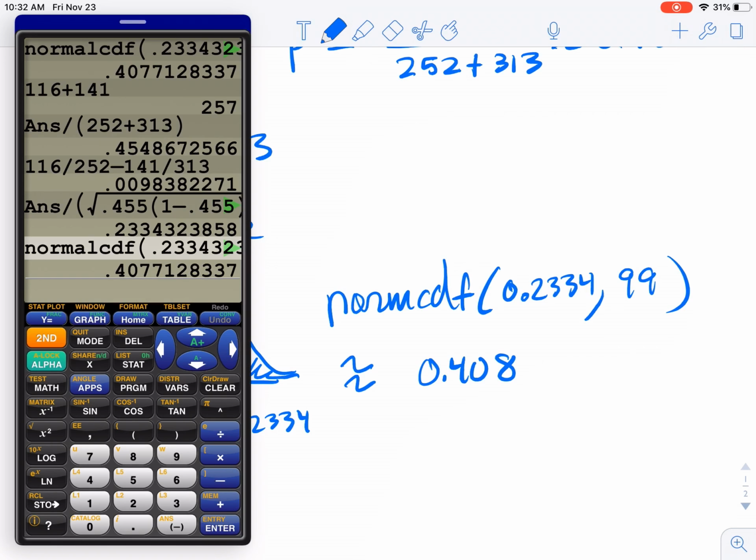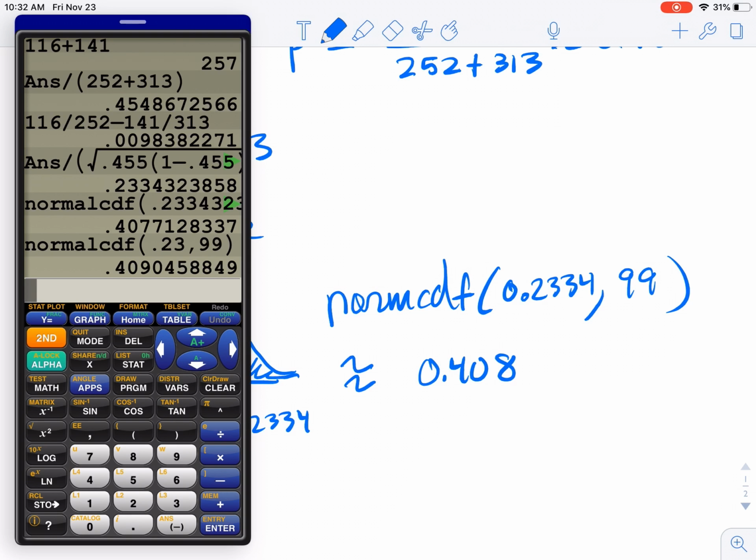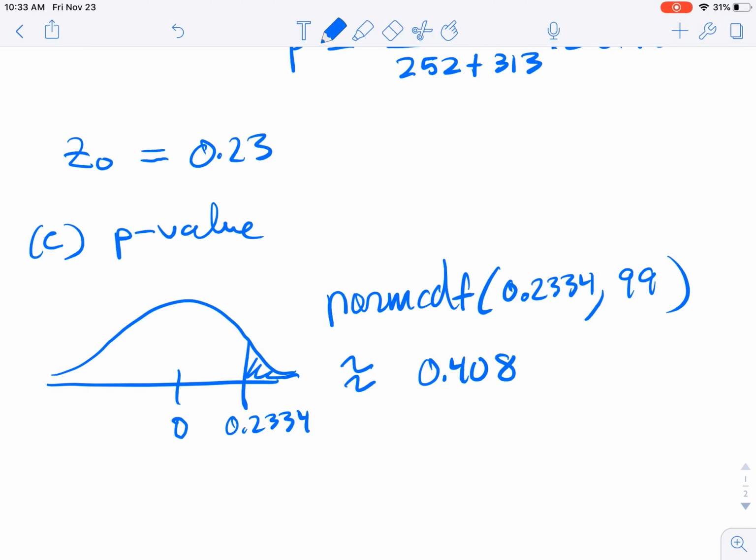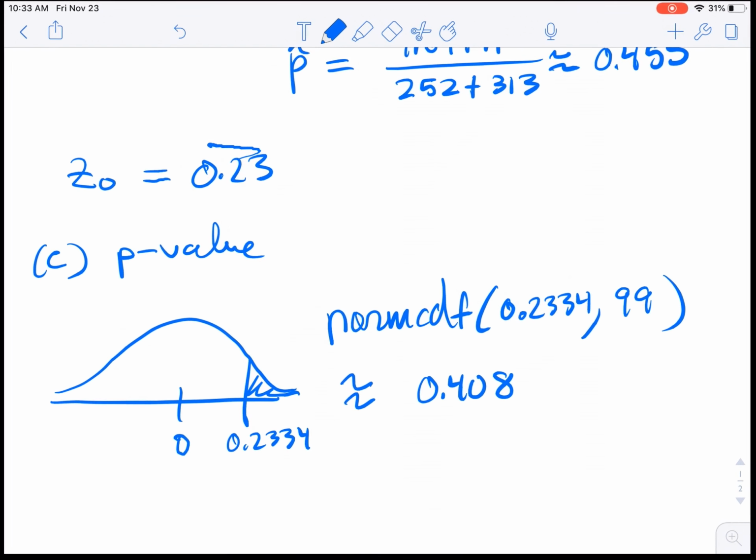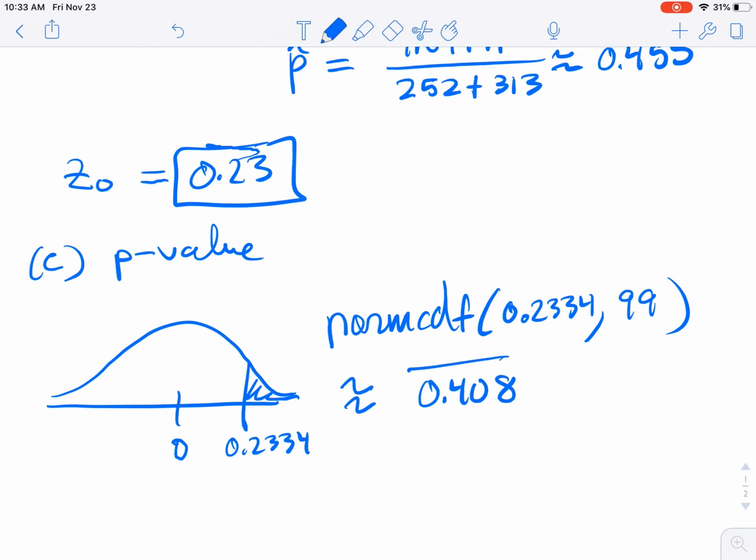Now, if I would have done the rounded version, and here just put comma 99 and deleted everything else, this would give me a slightly different answer, 0.409. So it's off by 1,000th. I don't think that would actually matter on the homework because it usually allows a little bit of tolerance. But anyways, the p-value is 0.408 and the test statistic is 0.23. Those are the two things you would need to find there. And that's it.